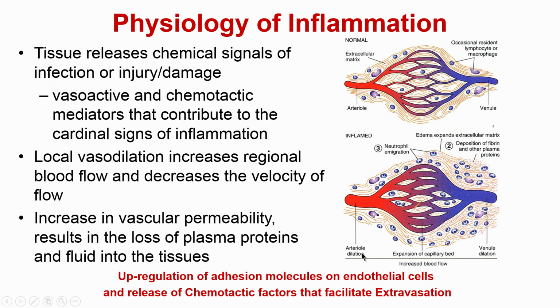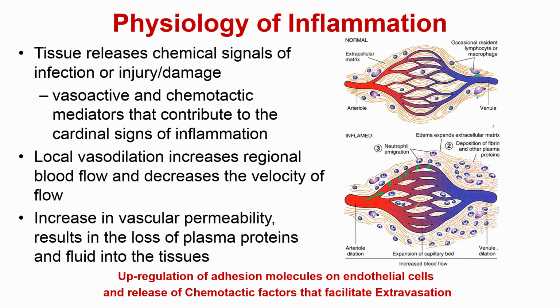Here are some more details on the physiology of this inflammation. You have tissue releasing chemical signals of infection and injury. This is the normal case, where you have a few resident lymphocytes and macrophages. But let us say an injury does happen: first of all, you see that these vessels are dilating, which means they are becoming expanded. That causes the blood to slow down, and secondly the junctions between these cells become more and more leaky, and so lots and lots of cells come in, and that is what essentially causes the increased blood flow and increased immune cells in the surroundings.